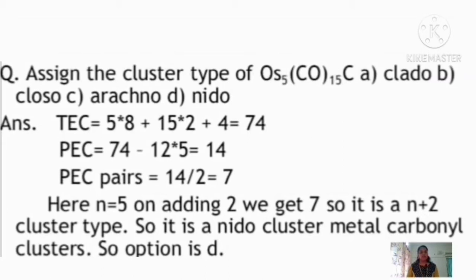And here the number of metal atoms is equal to 5. So on adding 2 only, we are getting the polyhedral electron count pair, that is 7. So it is in the form of an n plus 2 type. n plus 2 is the condition of a nido type metal cluster. So Os5(CO)15C belongs to a nido metallic cluster. So the answer is D option.